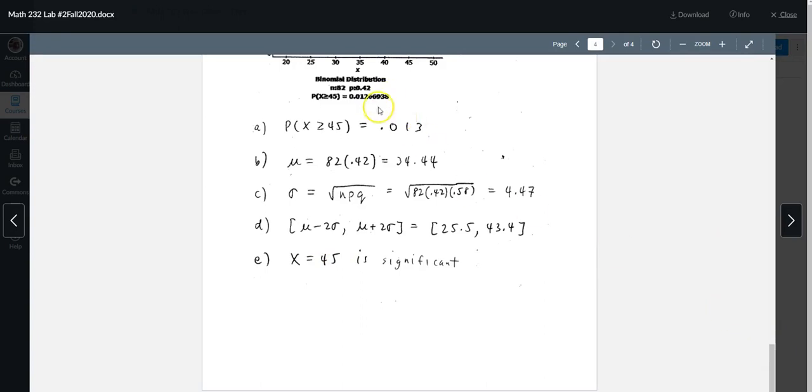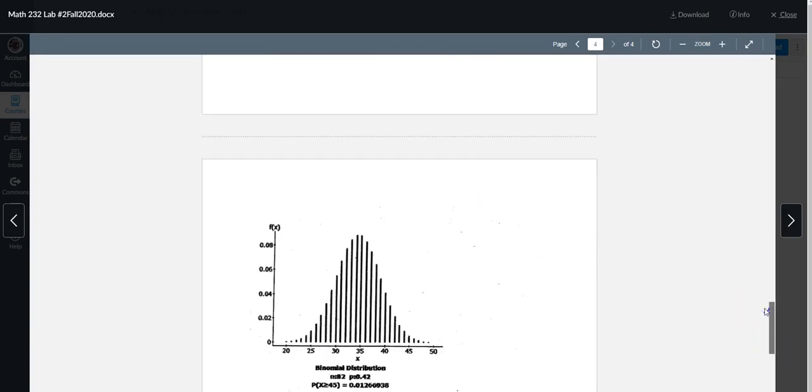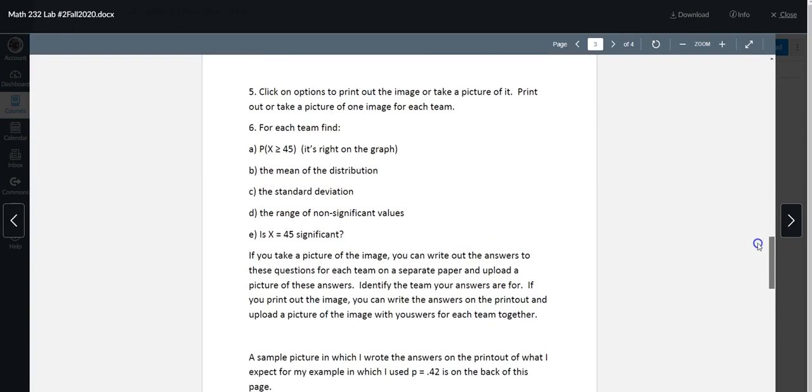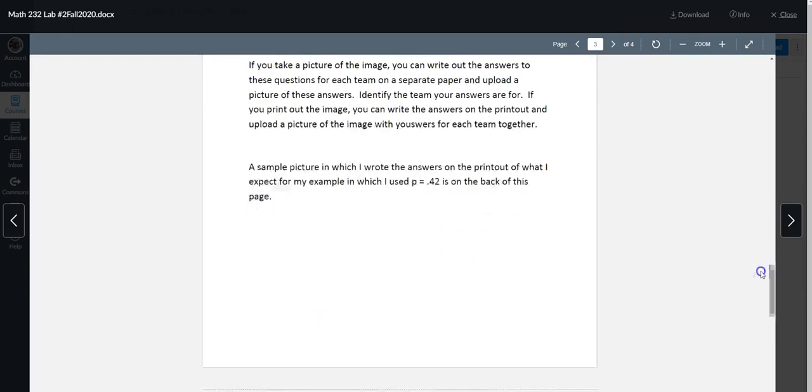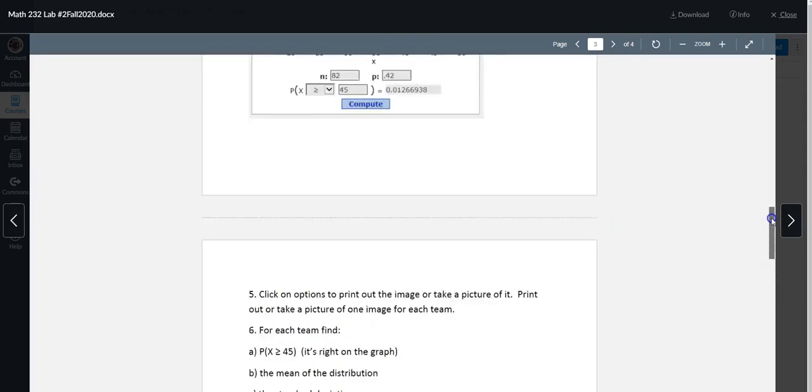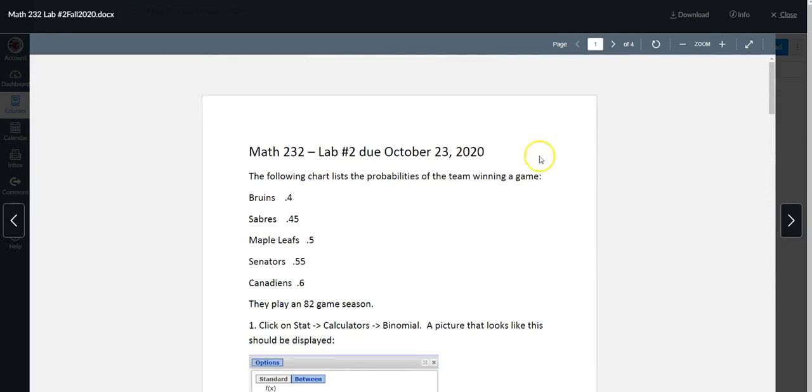Now I want you to answer these questions A, B, C, D, E for each team, and I want you to do exactly what I just showed. And remember, what I just showed, I used the probability of success as 0.42. I want you to do the same thing for each of these teams, but when you're doing the Bruins, enter the probability of success as 0.4, for the Sabres as 0.45, etc. You should have 5 of these.